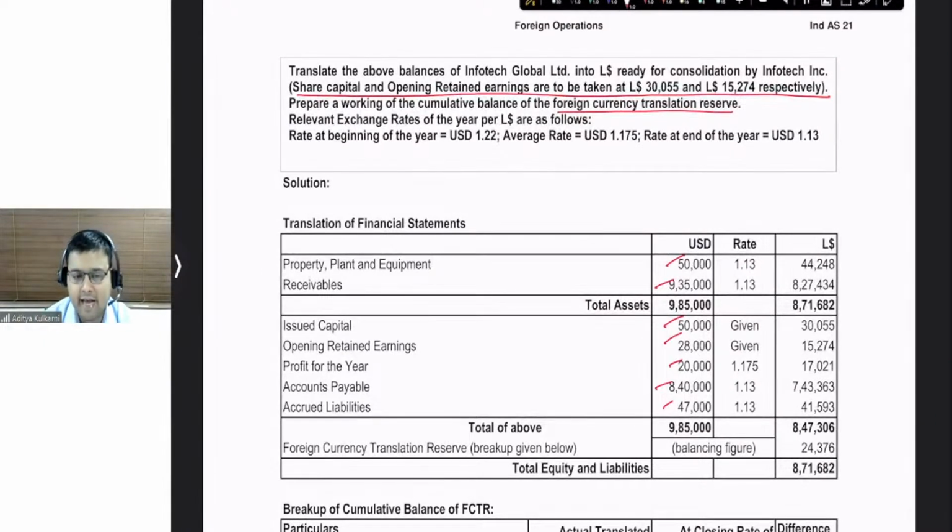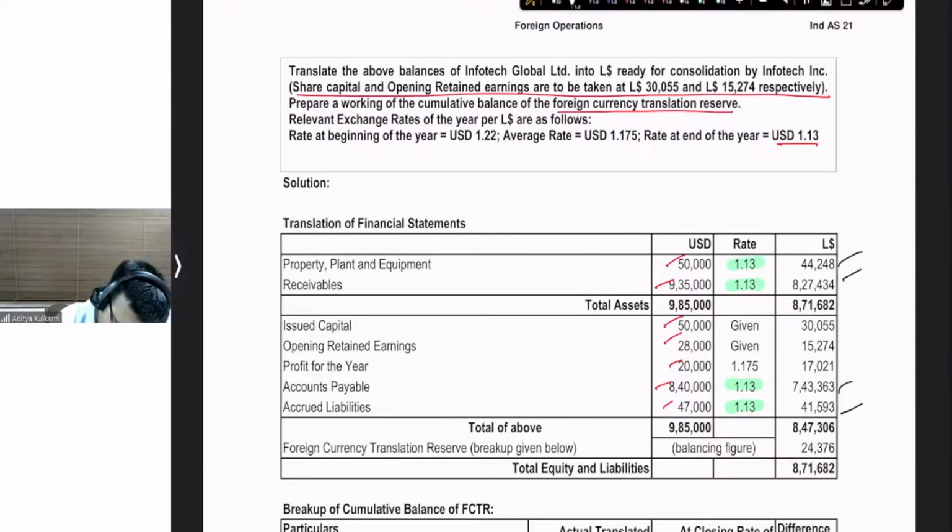All assets and liabilities will be translated at the closing rate. Closing rate is how much? 1.13. So 1.13, I convert using the L dollar rate which is given. So that gives you these balances. It's just a multiplication and division. That's it. Nothing else. No rocket science.